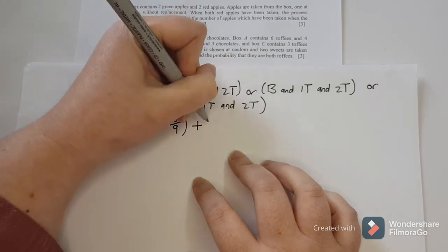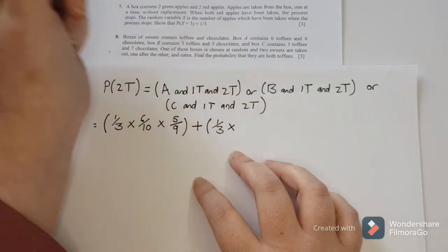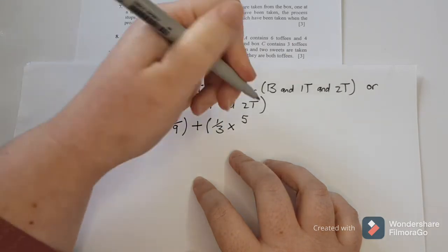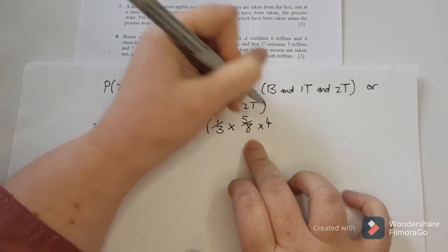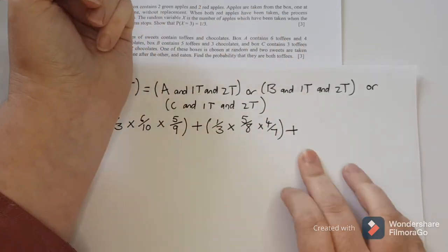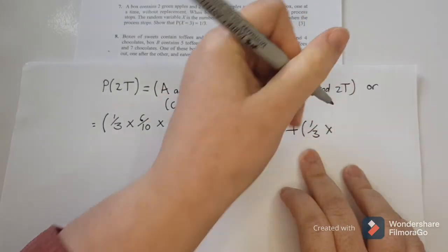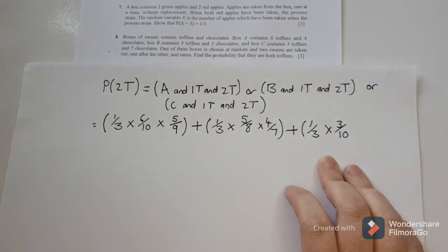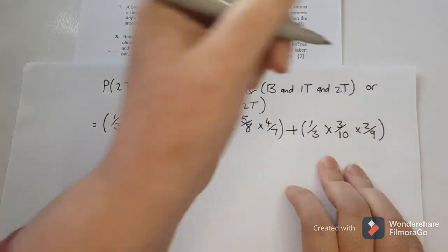Or, so we're going to add box B. There's only 1 box B out of the 3 boxes. In box B, there is 5 toffees out of a total of 8. Now, once we've eaten that toffee, then there's only 4 toffees left out of the remaining 7. Or for box C, there's only 1 box C out of the 3 boxes. And in box C, there are 3 toffees out of a total of 10 in the box. And once we've eaten that toffee, there's only 2 left out of the remaining 9.